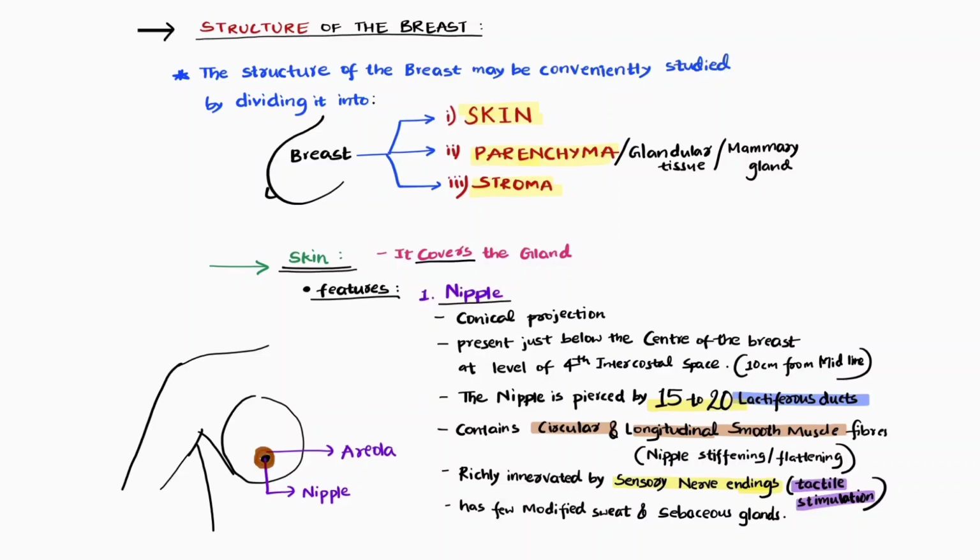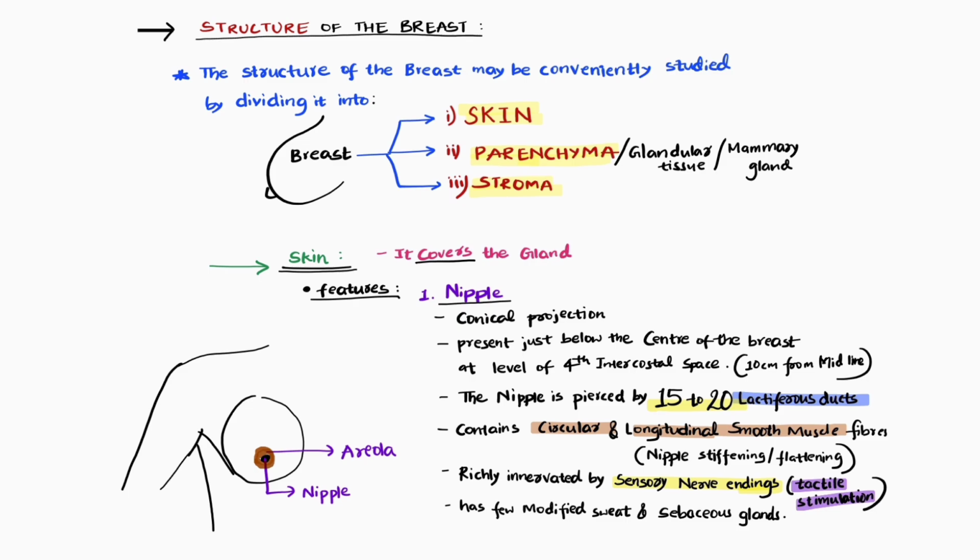This is part 2 of the mammary gland. We'll be discussing the structure of the breast. The structure of the breast may be conveniently studied by dividing it into skin, parenchyma, and stroma. As you can see on the screen, first is the skin, and beneath that is the parenchyma, which is called the mammary gland. It's a glandular tissue. And third is the stroma, a supporting framework.